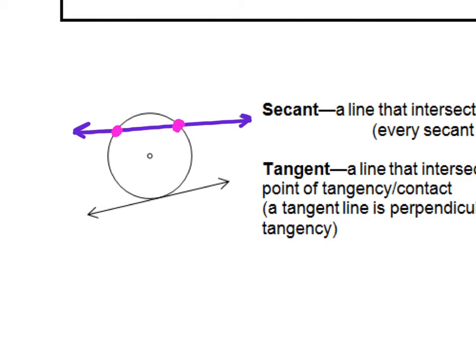Now, so that's a secant, basically a line that intersects a circle, but it does have to intersect at 2 points, and it will contain a chord. So if I were to connect the 2 points within the circle, that's the chord that lies within that secant. So that's what that part of that definition means.